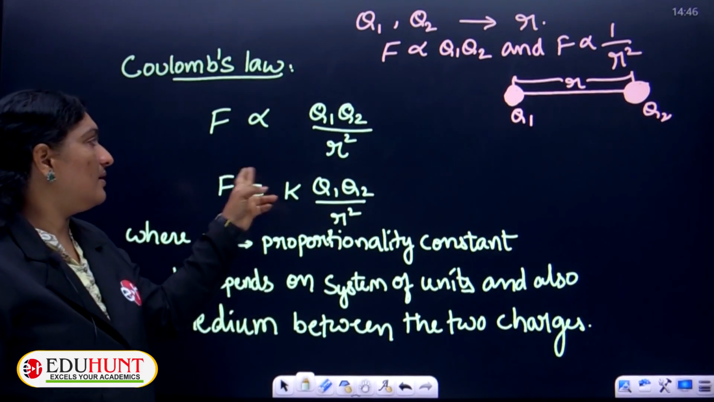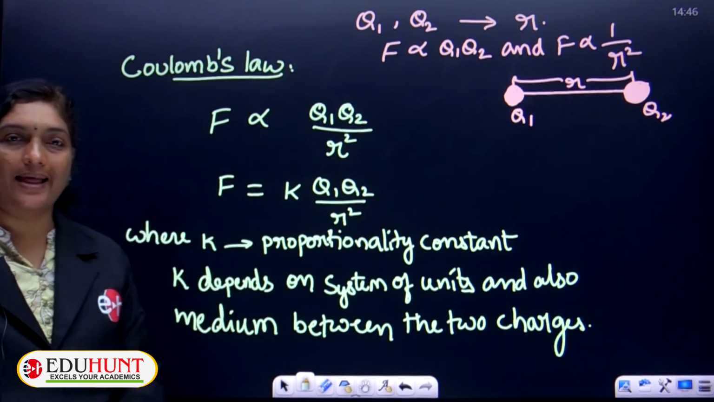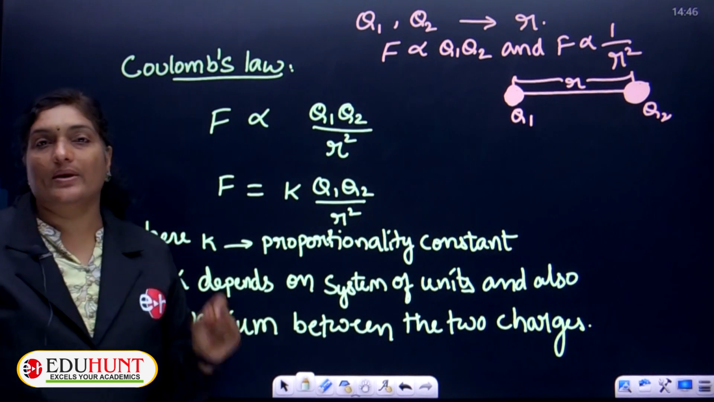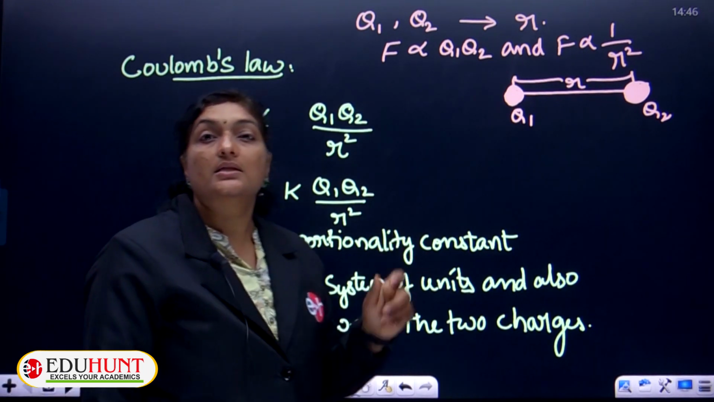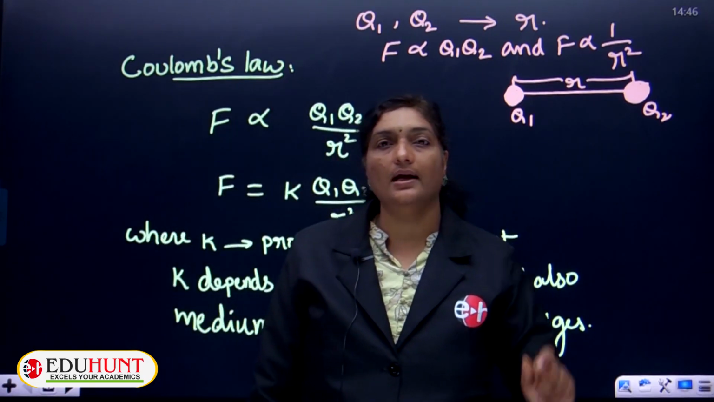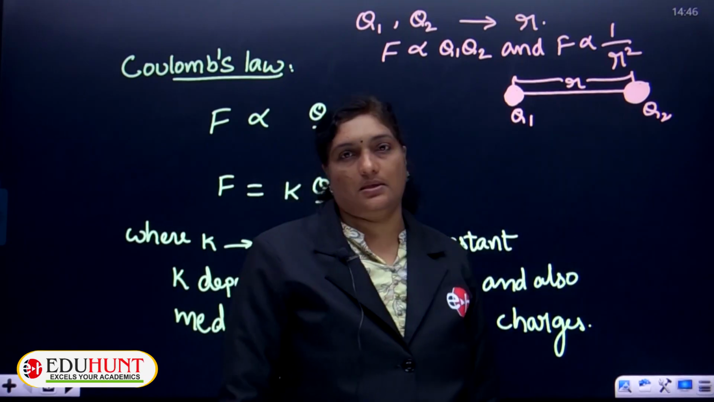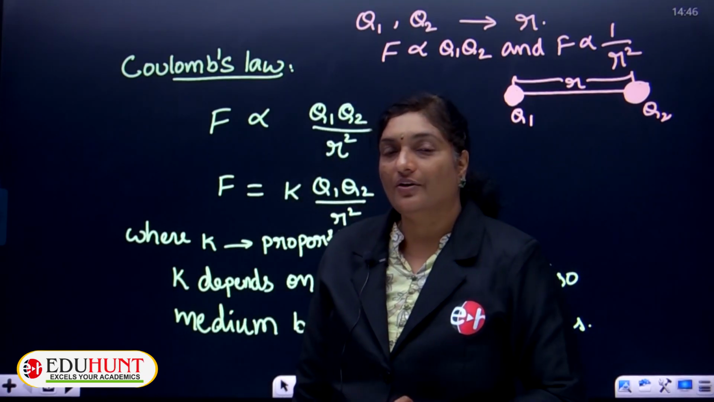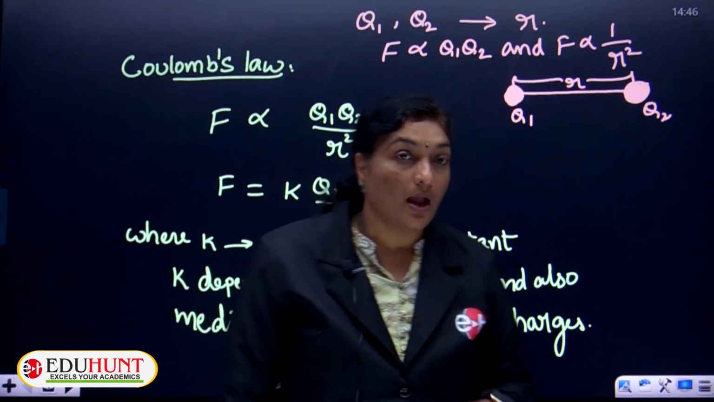Hence, whenever equal to is kept, we have to keep a proportionality constant, and that constant is taken as K, where K is called the proportionality constant. Its value always depends on the system of units we have considered as well as the medium between the two charges. Okay, first of all, let us discuss in detail the system of units.